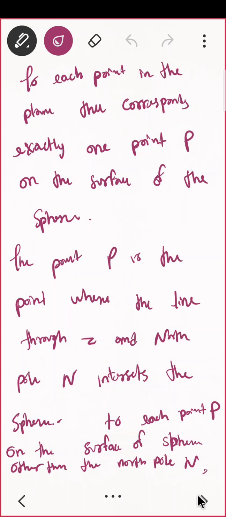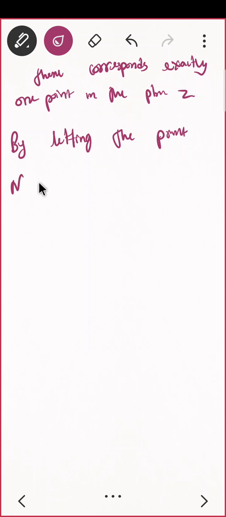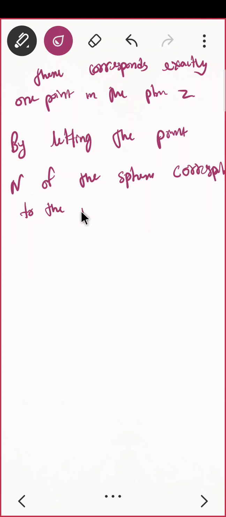Or you can say from C to the sphere, by letting the point N of the sphere correspond to the point at infinity. That is what we want to say.